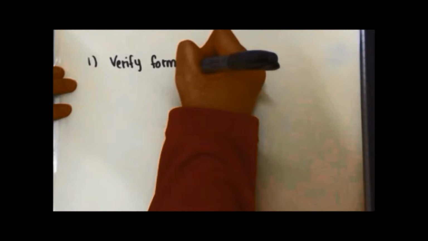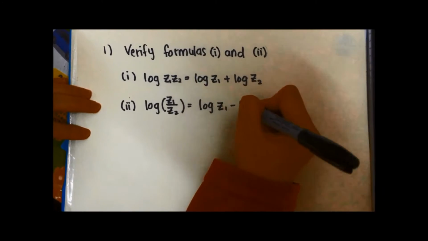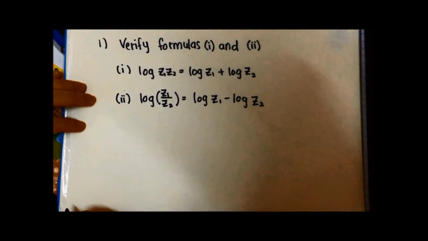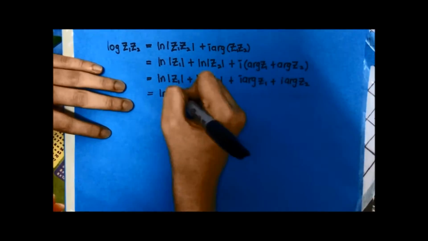This is the first question. Before we get started, you must know that log z equals ln absolute of z plus i argument of z. Let's start with log z1 z2 equals log z1 plus log z2.